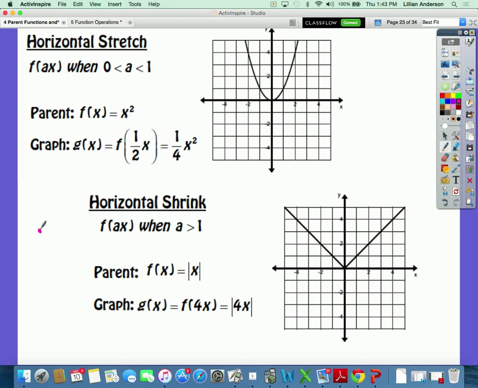Picking up where we left off. Let's fix this. You have vertical stretching and shrinking, and horizontal stretching and shrinking. And you know it's horizontal with the function if the number is inside with the x.